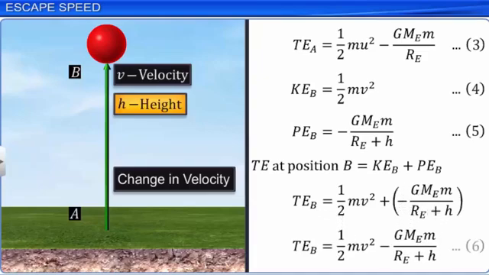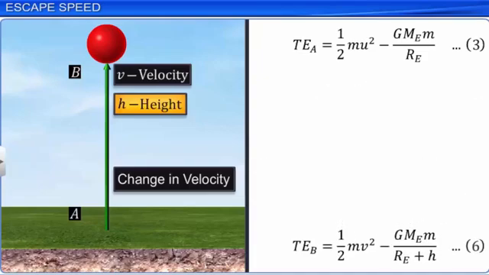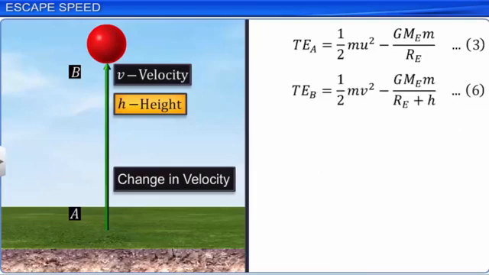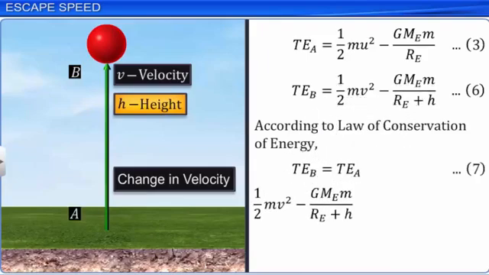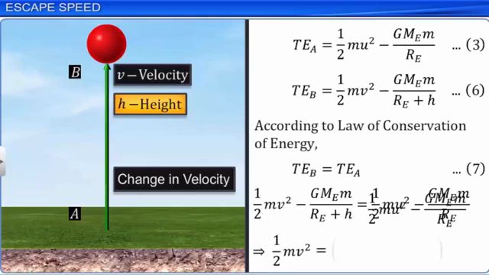According to the law of conservation of energy, the total energy of the Earth-body system at position B is equal to the total energy at position A, denoted by equation 7. On substituting the corresponding terms for the respective energies in equation 7, and on further simplification, you get the equation for kinetic energy of the body at the given height, as expressed in equation 8.